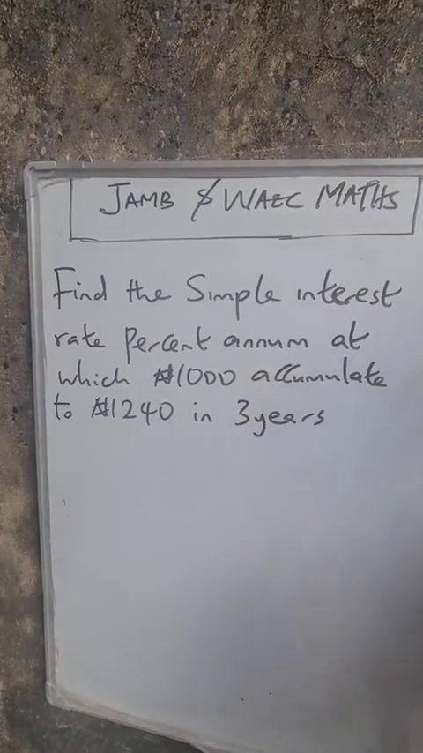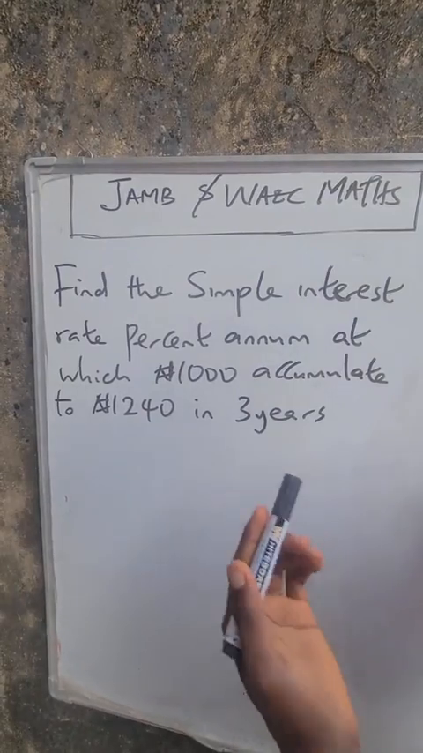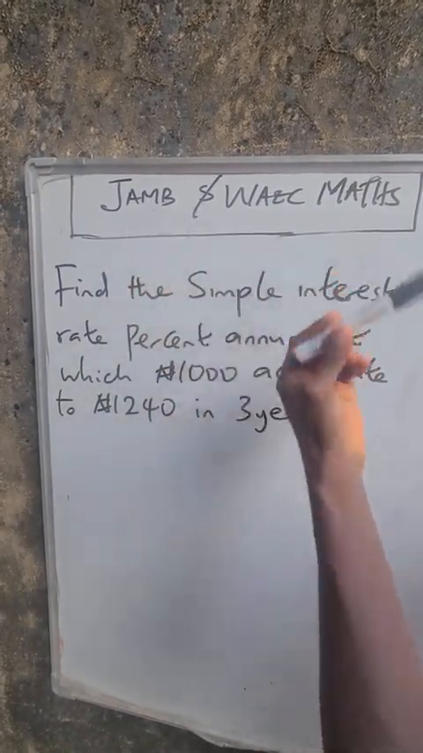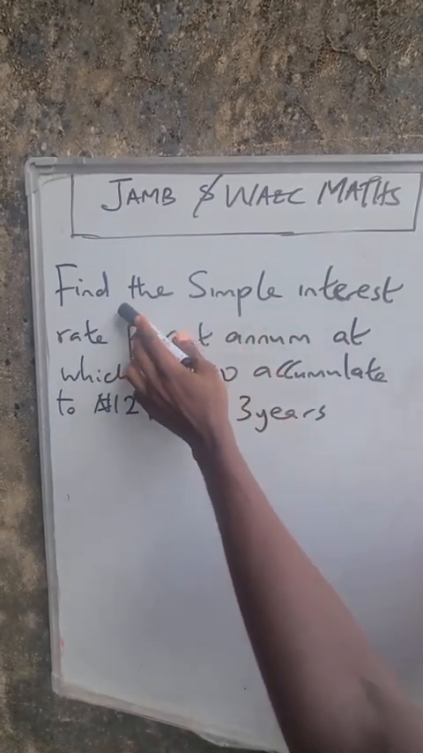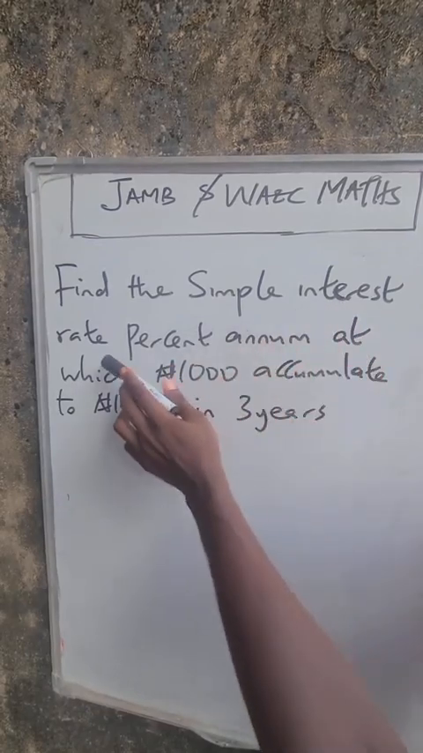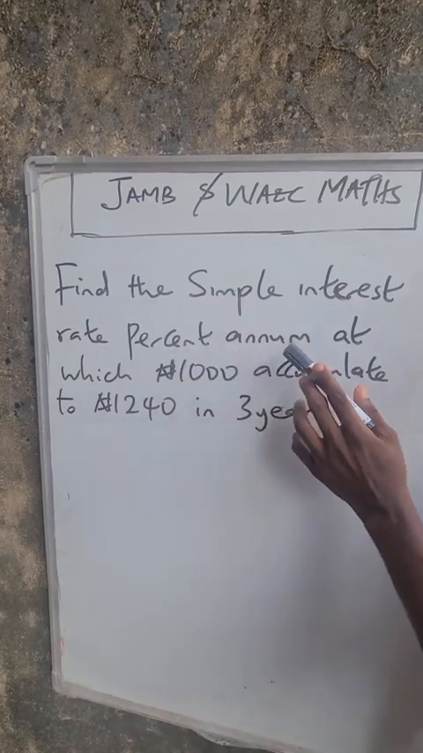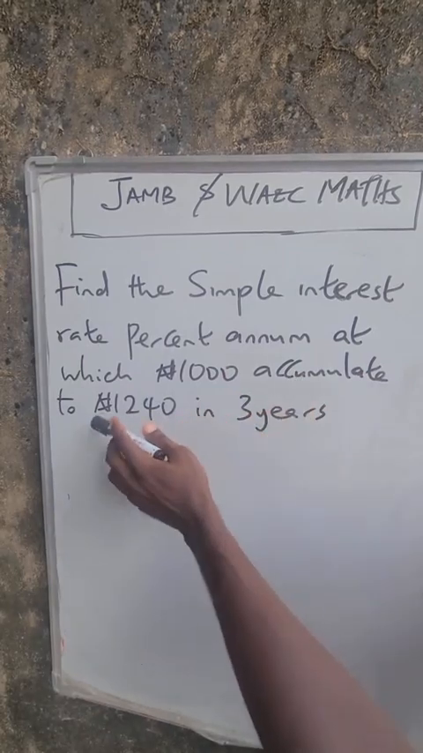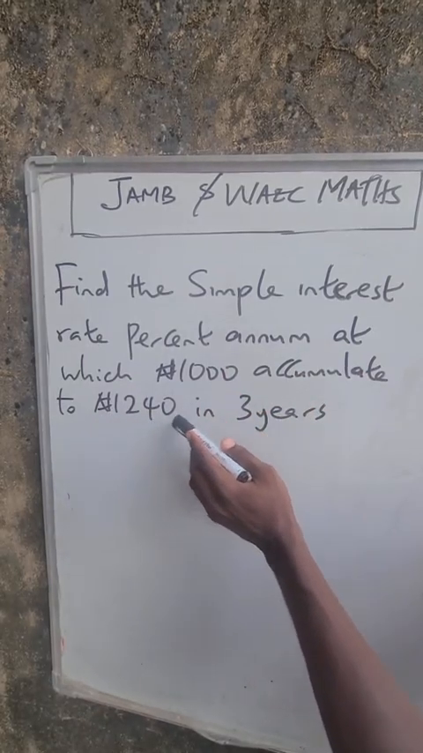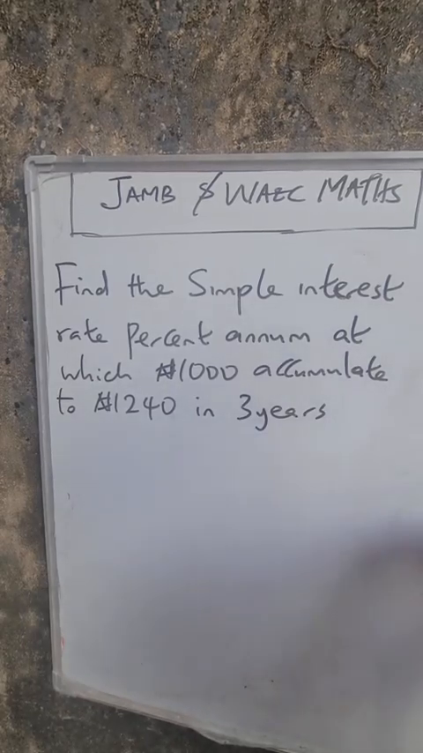Hi students, so in this video series we'll be looking at likely questions that always appear in our JAMB and WAEC mathematics exams. So in this question we have to find the simple interest rate percent per annum at which 1000 naira amounts to 1240 naira in 3 years. So you're looking for the rate percent.